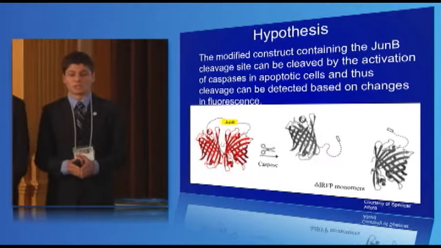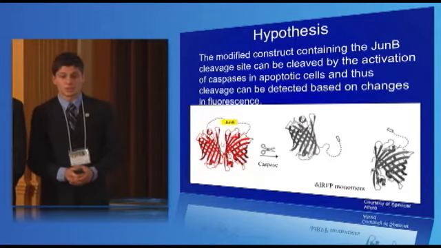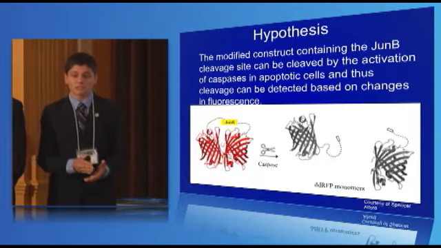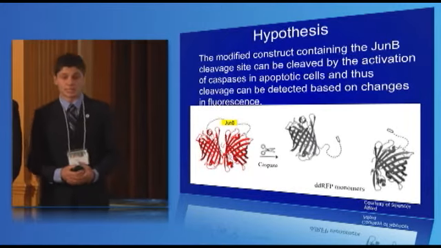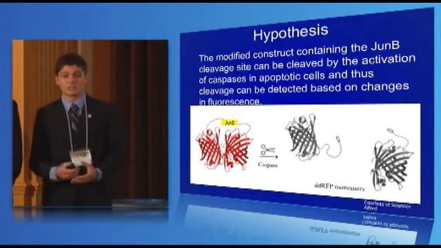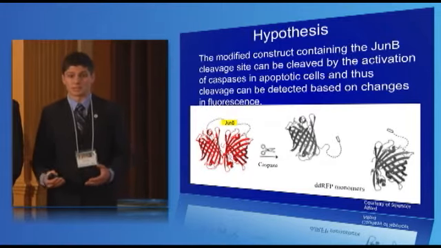So our hypothesis was that the modified construct containing the Jun B cleavage site can be cleaved by the activation of caspases in apoptotic cells, and thus cleavage can be detected based on the changes in fluorescence of this construct.